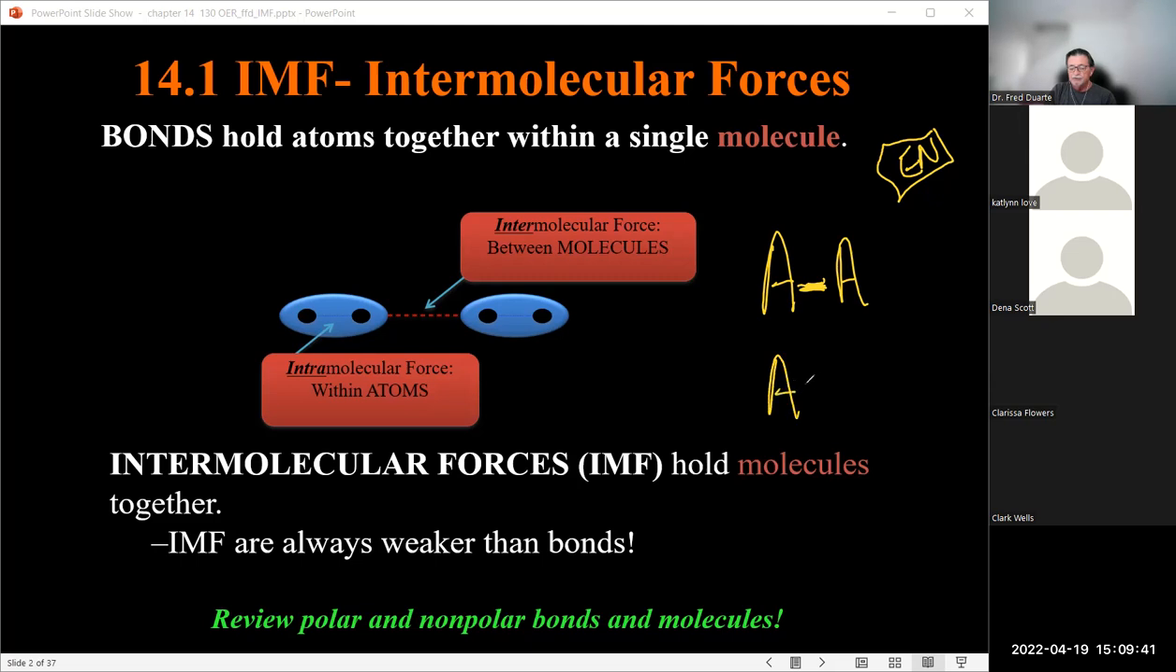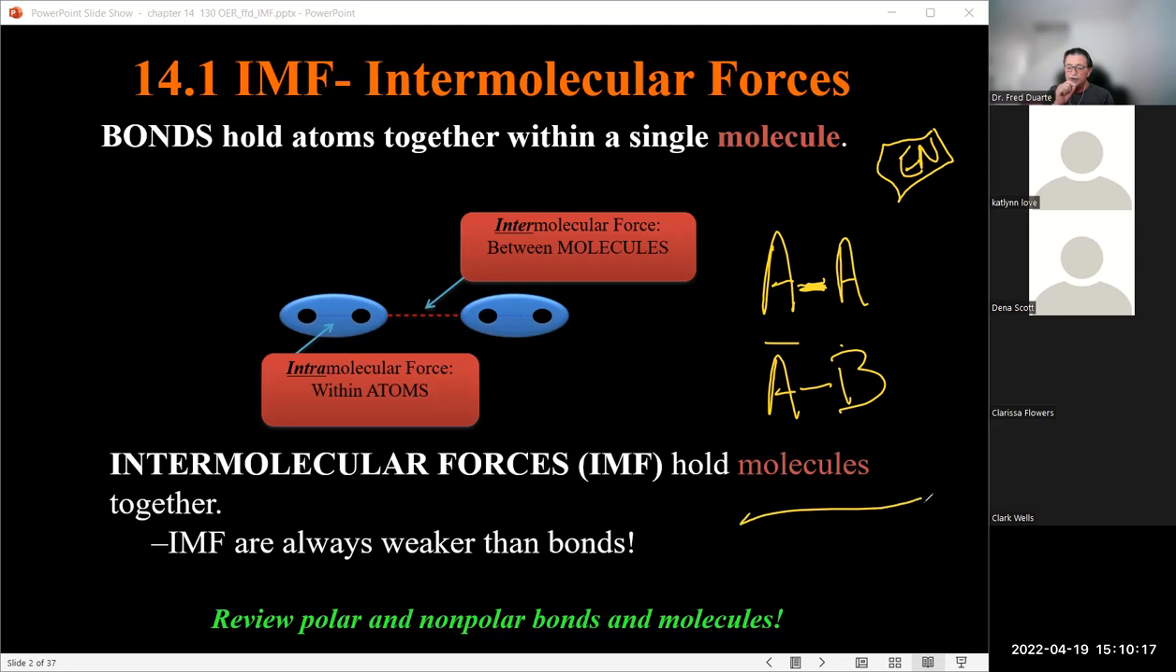Now, if we just substitute that A with the letter B, which represents a totally different atom, now we have a differential with respect to electronegativity. We have 2 different atoms, A and B, and that results in a dipole. We call the dipole 2 poles, in this case a partial positive side and a partial negative side. Which direction it went to depended on the electronegativity of A versus B.